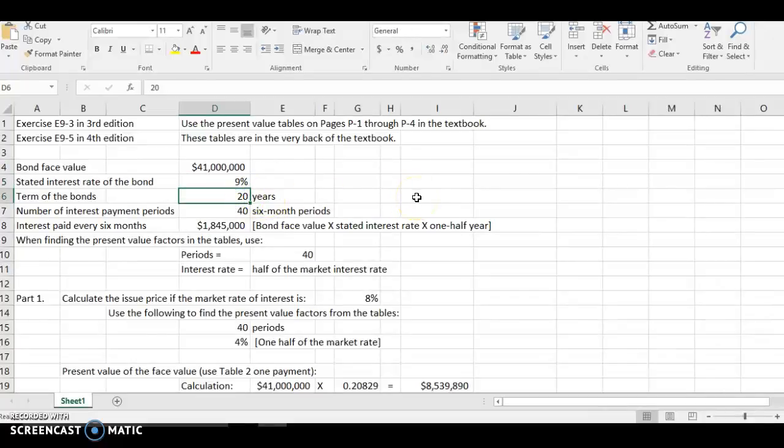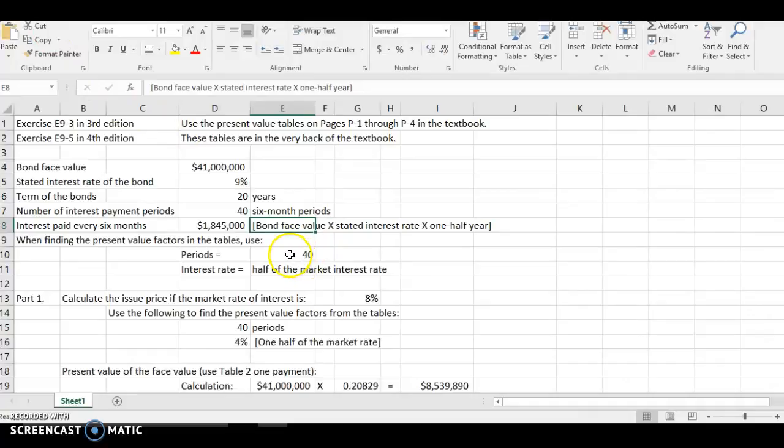So the first step we take is to convert the years into 6-month interest payment periods. So 20 years will equal 40 6-month interest payment periods. The next step is to compute the cash payment for the interest that will be paid every 6 months. To calculate that, we always take the bond face value times the stated interest rate, which is 9%, times 1/2 year. 6 months will be 1/2 year. So every 6 months, the cash payment for the interest will be $1,845,000.